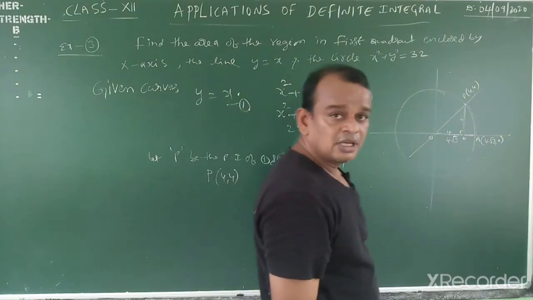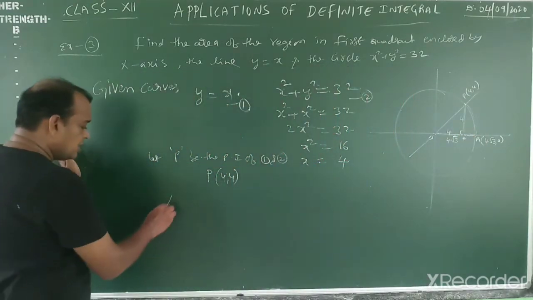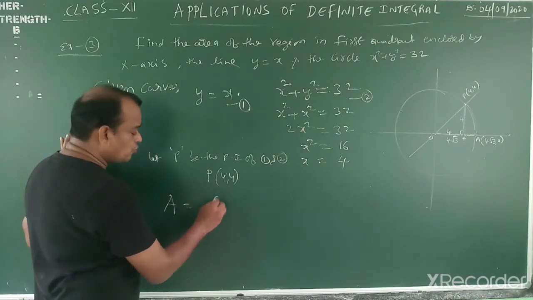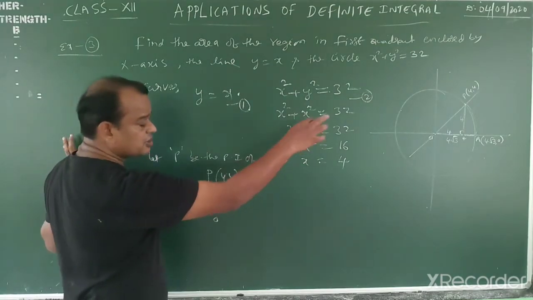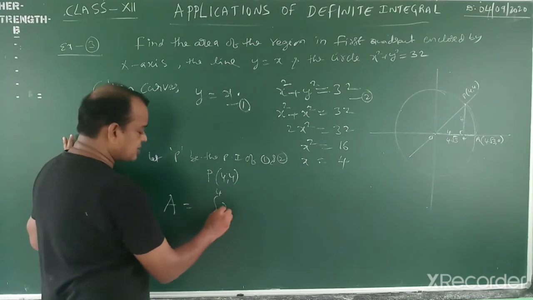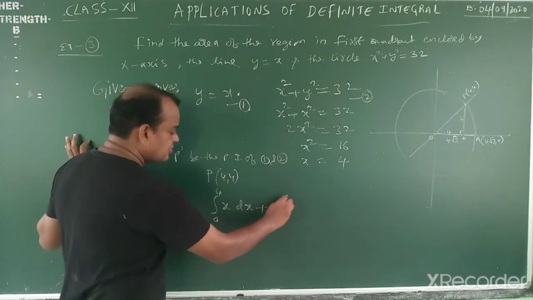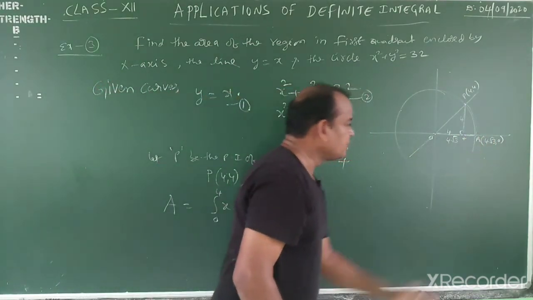Okay, my dear students. Now the area is equal. How to write the area? Area is equal to integral from 0 to 4, the first curve. First curve means y. y means how much? x dx. Now the second area plus, here to here, 4 to 4 root 2.